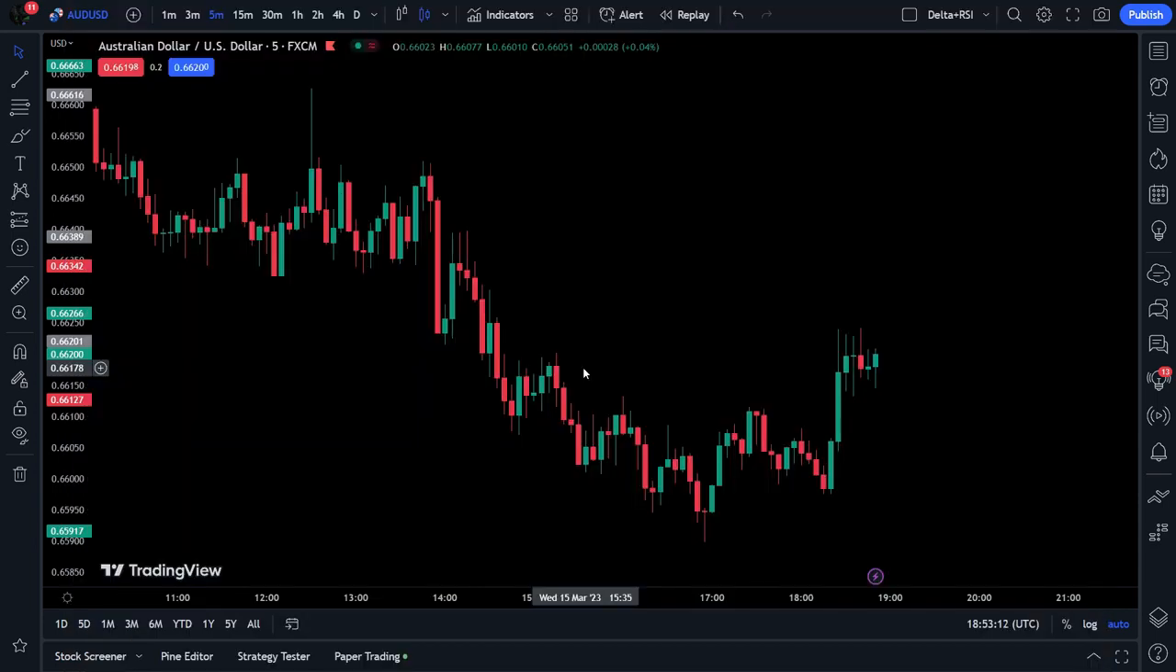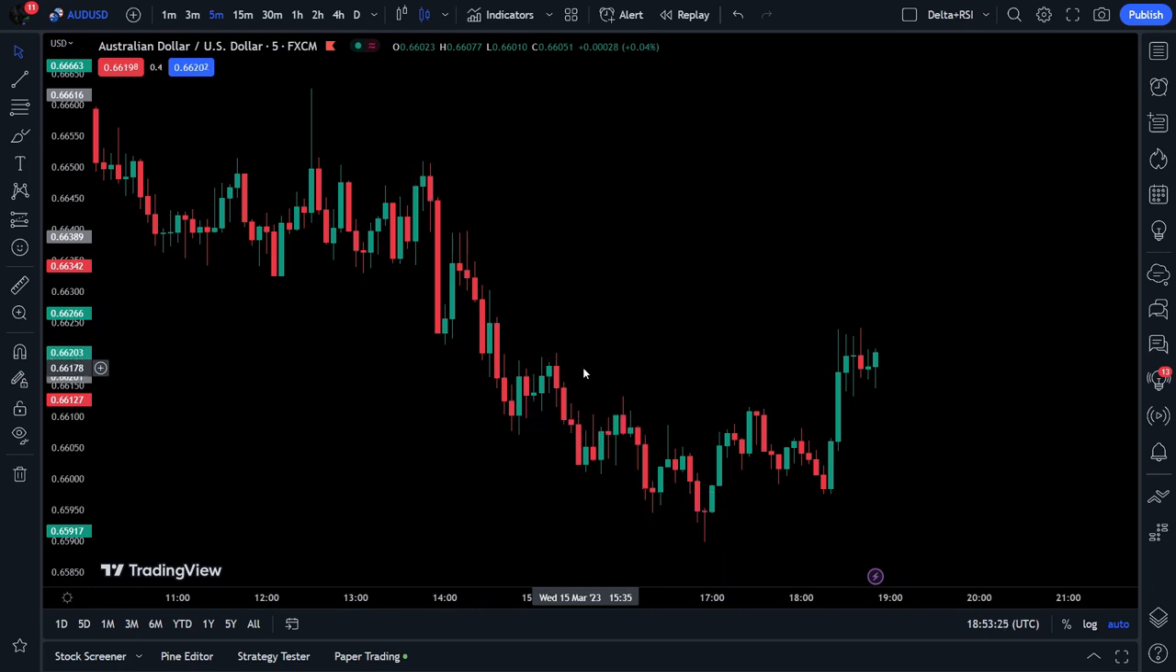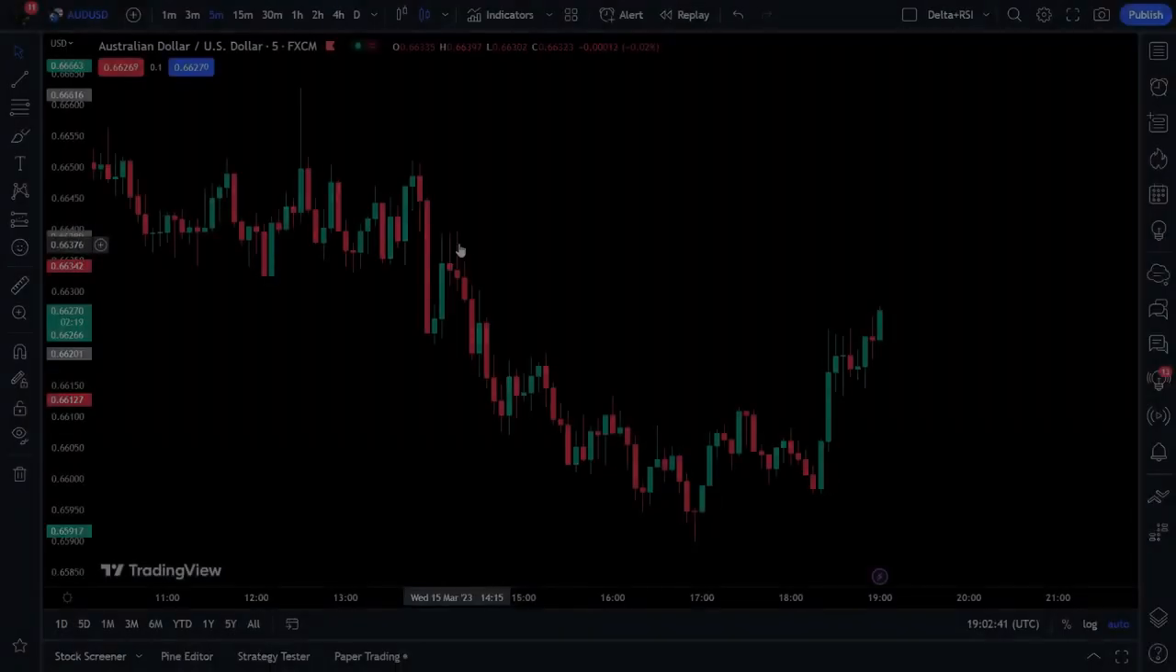This strategy consists of two free indicators and can be used on any product with high volume. This includes large cap stocks, commodities, indices, futures, forex, and crypto. This can also be used on any time frame. But I personally like the 5-minute time frame for this strategy, so we will be using that as our example today. Okay, let's start with the setup.